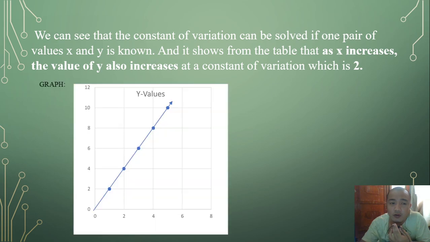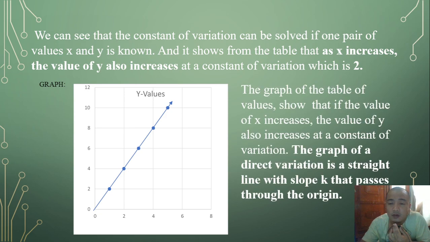Okay, this is the graph of a direct variation. As x increases, y also increases. So the graph of the table of values shows that if the value of x increases, the value of y also increases at the constant variation. And the graph of direct variation is a straight line with slope k that passes through the origin.